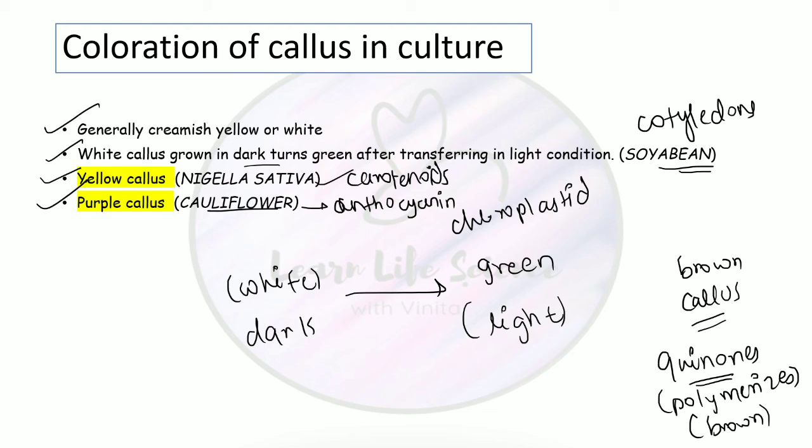So the formation of such quinones is responsible for the browning of callus tissue. It is also reported, and it is very important, that the excretion of phenols from the callus generally inhibits the growth of callus tissue. So it is very important to monitor your culture tubes at particular periods of time.